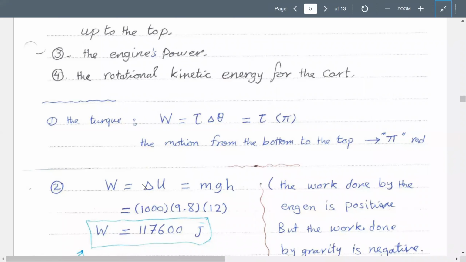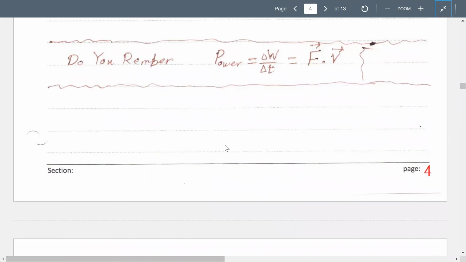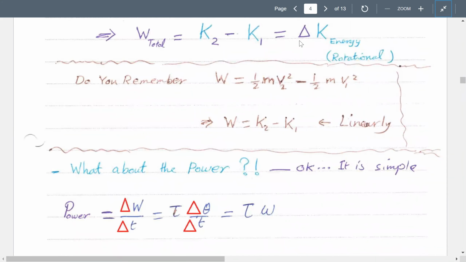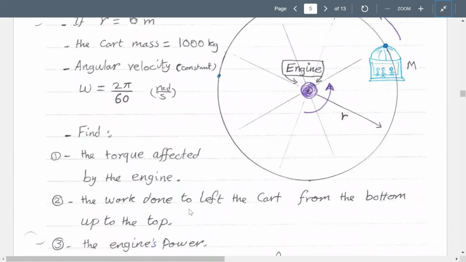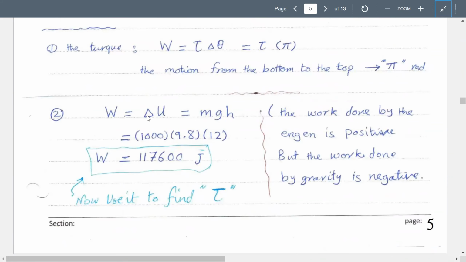Yes, there is a negative sign here, but there's a negative sign for G also. So we have a negative sign for G and a negative sign for U. You remember that the work is equal to the positive change in kinetic energy, but it is equal to the negative change in potential energy, but we have a negative sign in G here. So finally, it will be positive. The mass is 1,000 kilogram, G is 9.8, H is 12 meters.